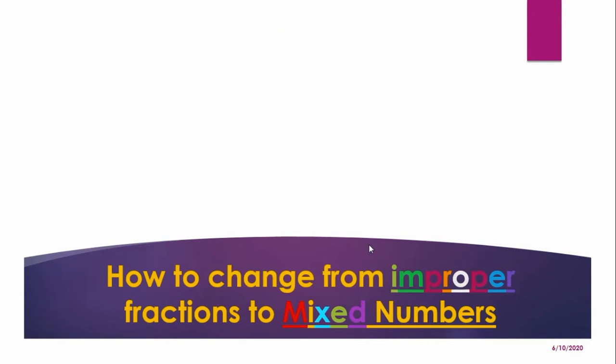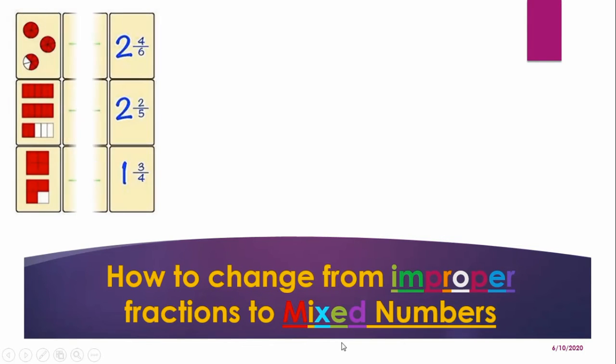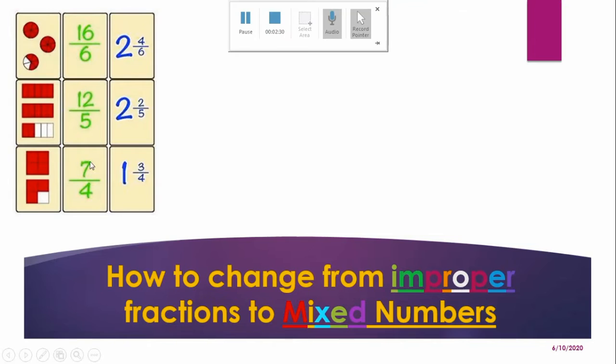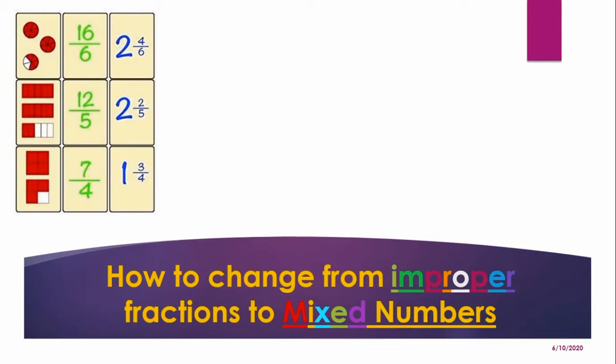Okay, now take examples of how to change from improper fraction to mixed numbers. We have here many examples of improper fractions. 16/6 equals 2 and 4/6. 12/5 equals 2 and 2/5. So all of these we can change from improper fraction into mixed number by long division. And the last one, 7/4 equals 1 and 3/4.